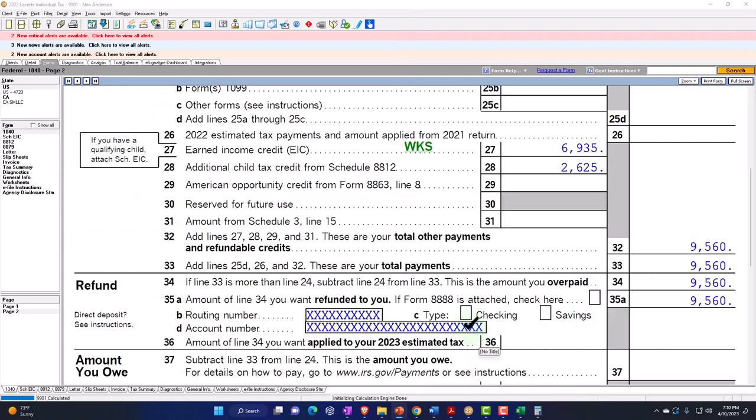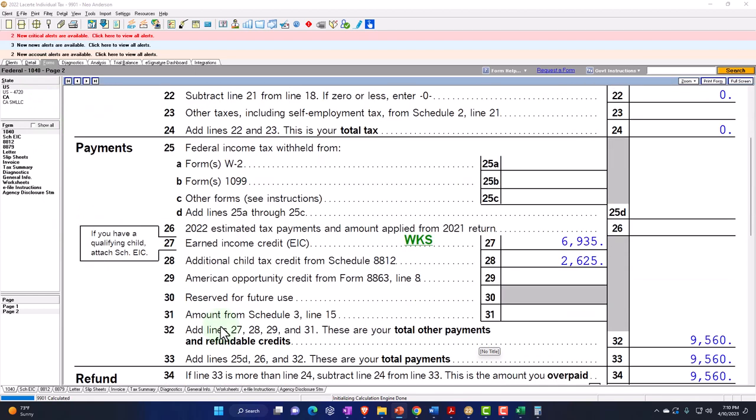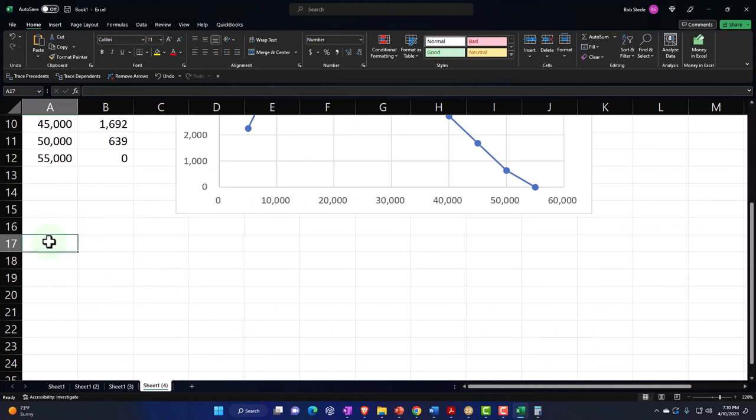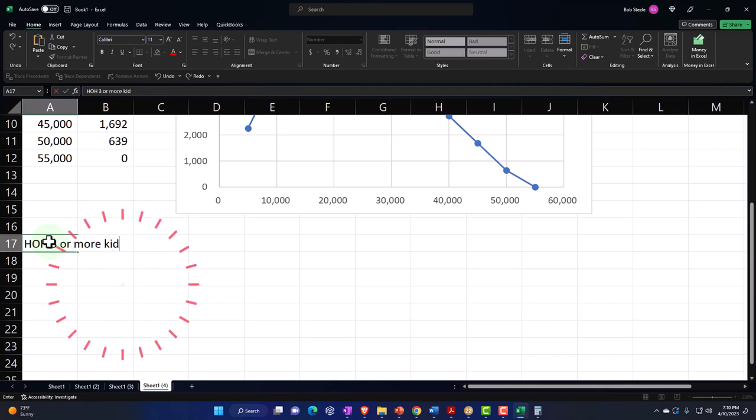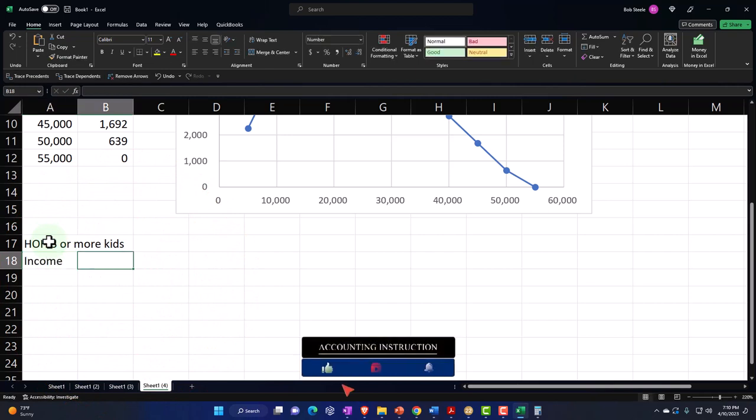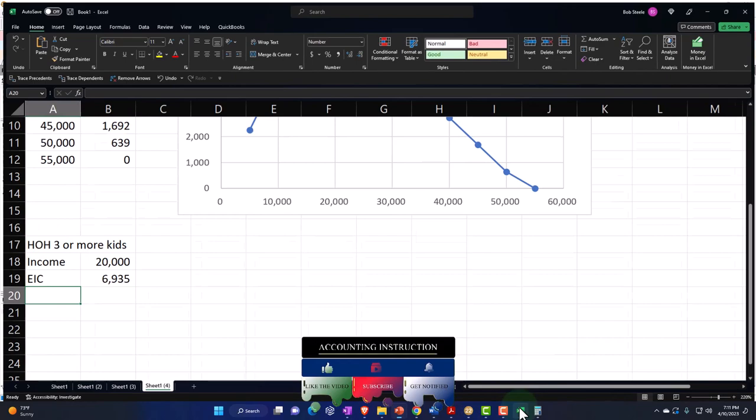So let's just get an idea of that. If I was to say there's four kids, three kids, doesn't matter, for the single filer. Let's write it down here. We've got head of household, three or more kids, and we're gonna say the income is 20,000. And we said the earned income credit is gonna be 6935. Is that what we said it was?